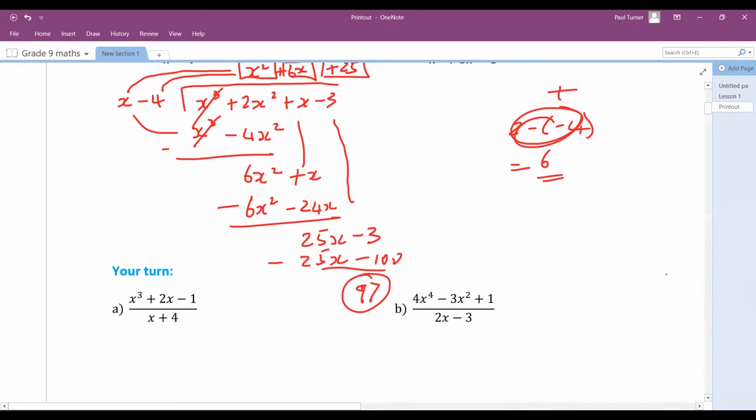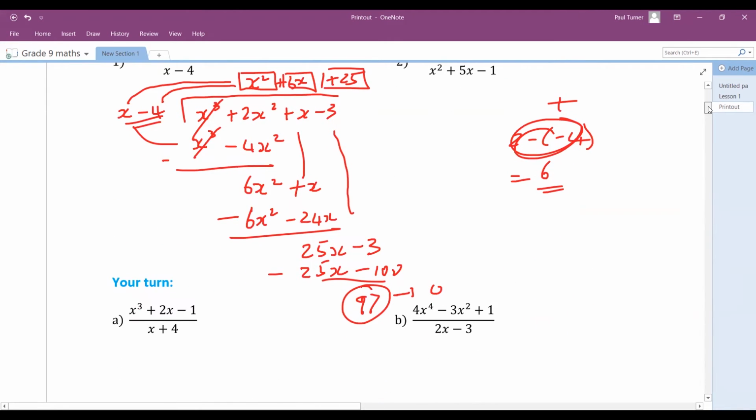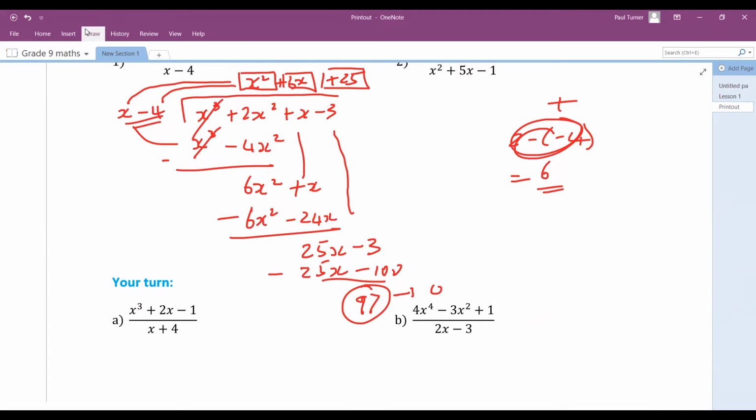So is this x minus 4 a factor or not? No, because this number's not 0, right? If x minus 4 is a factor, this is your remainder, and that would be 0. So we're going to do remainder theorem later anyway. Can I rub this out? Are you okay with this one? Yep. All right, I'll just clean part of it.